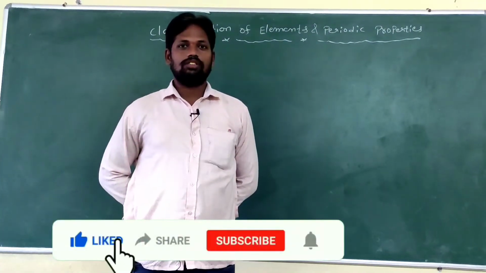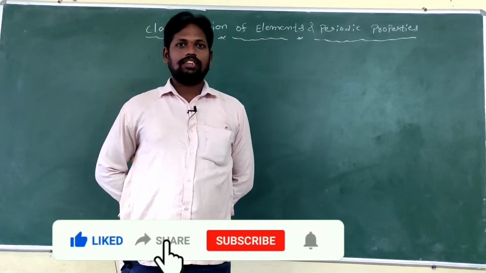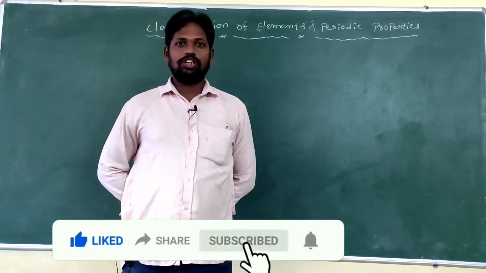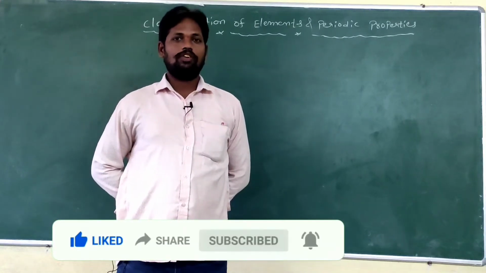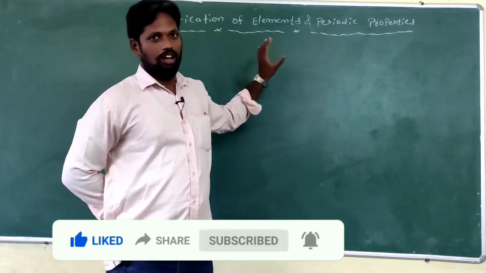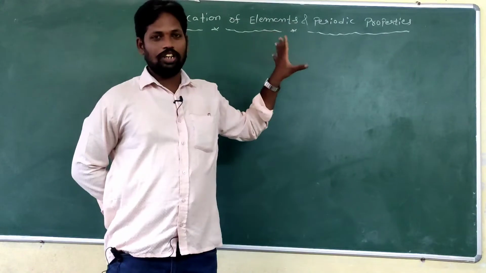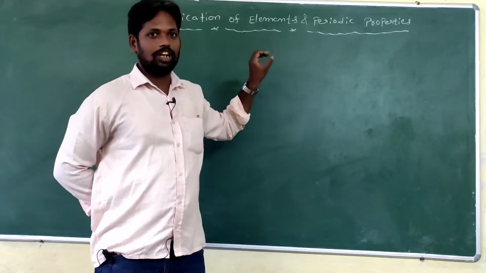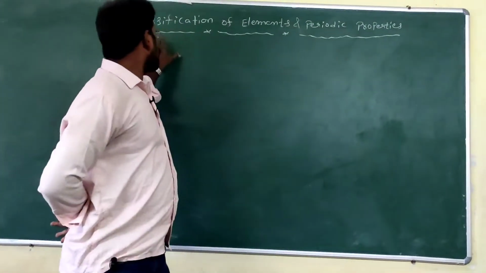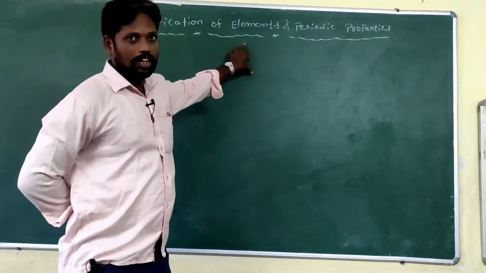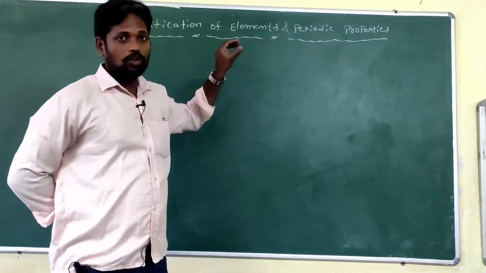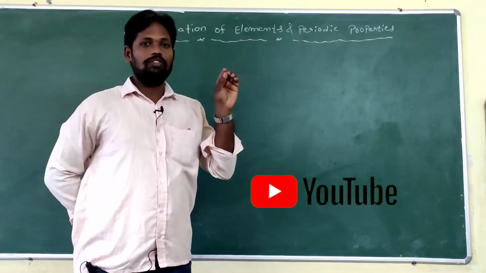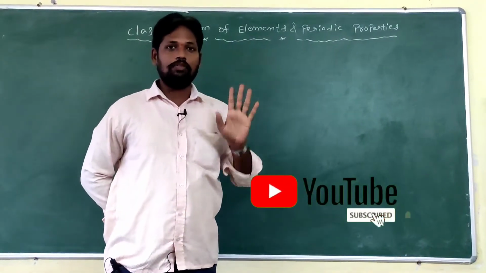Good evening everyone. In the previous class I discussed how many marks come from each chapter. Now I have discussed how many important topics are in one chapter. The chapter name is Periodic Classification of Elements and Periodic Properties: how elements are divided and classified.